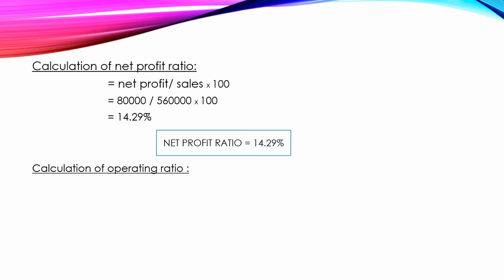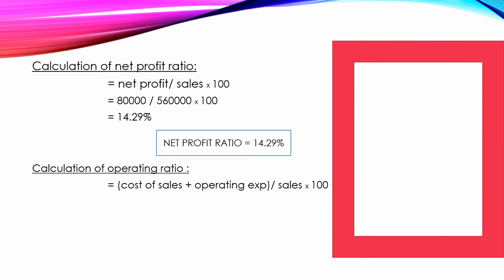Next, we are going to calculate the operating ratio. Operating ratio is equal to cost of sales plus operating expenses divided by sales into 100. Now we do some rough work. First, we are going to calculate cost of sales. Cost of sales is equal to sales minus gross profit. Sales 5,60,000 minus gross profit 2,00,000 is equal to 3,59,000. Cost of sales is equal to 3,59,000.